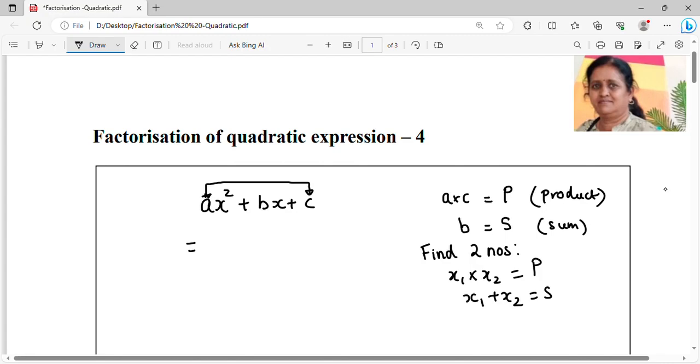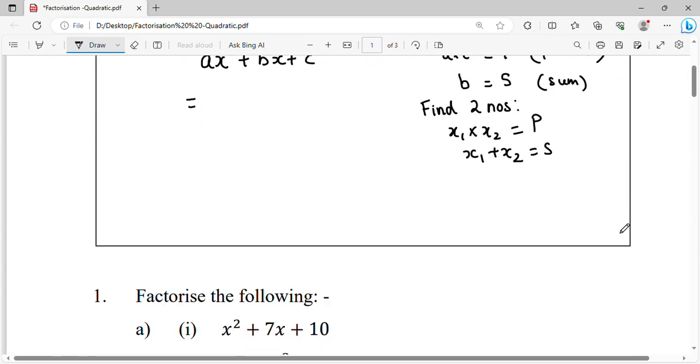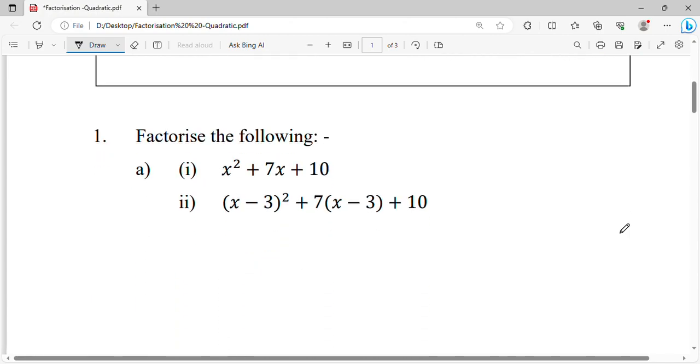The first one is you find out what is the product, that means it is coefficient of x squared times the constant. The sum is the middle term, which is S, and then we need to find two numbers such that x1 multiplied by x2 is the product and x1 plus x2 is the sum. So it should solve simultaneously. Alright. Now let's look at the first question.